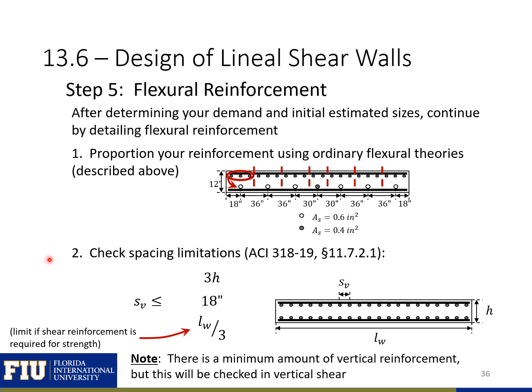We also, at this point, should check our spacing limitations for our vertical reinforcement. So you can see the spacing requirement from ACI here, where our spacing needs to be less than or equal to 3h, 18 inches, and lw over 3. There is a minimum amount of vertical reinforcement, so our rho L, which we'll look at on the next slides, but we'll check this when we look at our vertical shear reinforcement.